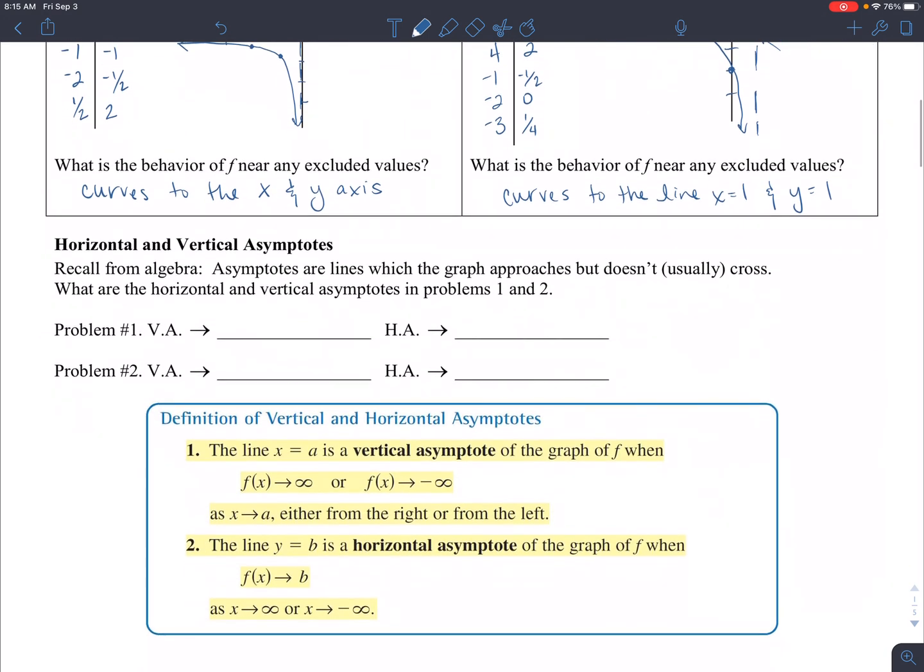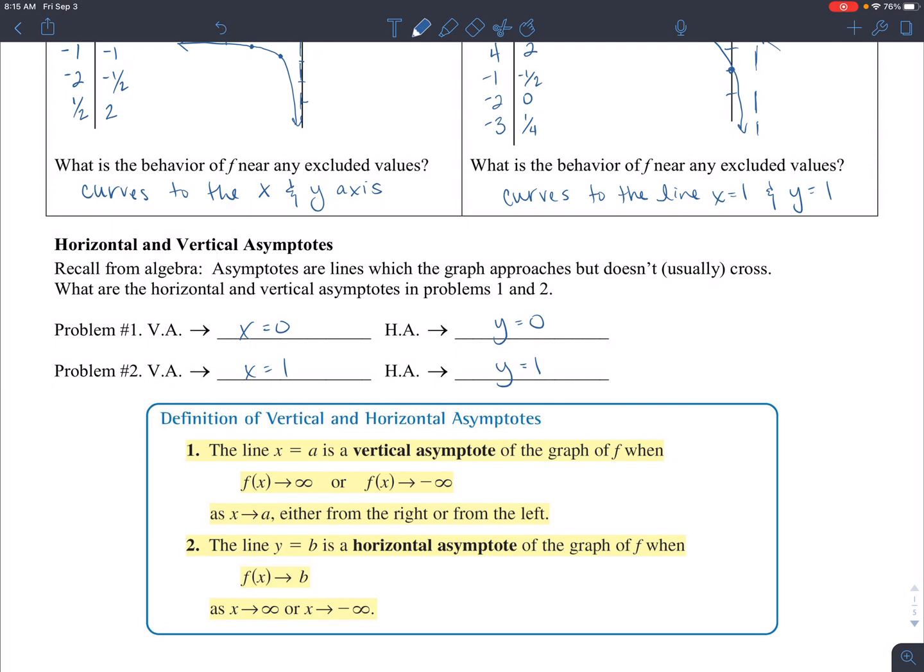So in conclusion, we have vertical and horizontal asymptotes. Recall from algebra, asymptotes are lines which the graph approaches but doesn't usually cross. What are the horizontal and vertical asymptotes in problem 1 and 2? Well, in the first problem, we had x equals 0 and y equals 0, and in problem 2, we had x equals 1 and y equals 1.